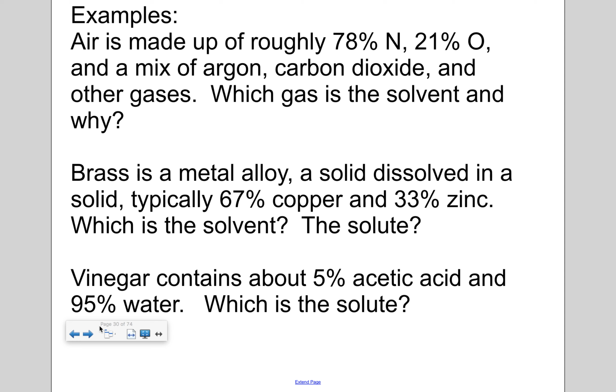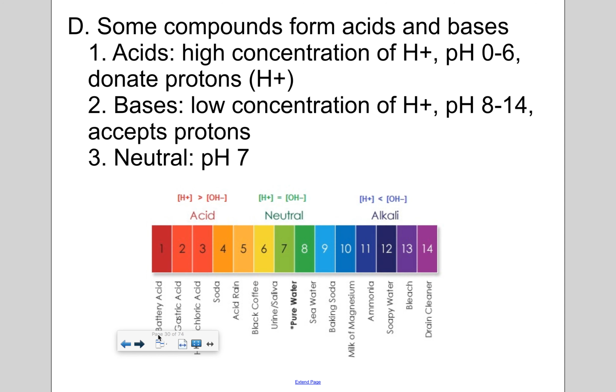Brass is a metal alloy, a solid dissolved in a solid, typically 67% copper and 33% zinc. Which is the solvent and the solute? The solvent, in this case, would be copper because there's more of it, and the solute, the thing that gets dissolved, would be the zinc. Vinegar contains 5% acetic acid and 95% water. Which is the solute? Boom, acetic acid. There's less of it. It's getting dissolved in the water. So hopefully that clarifies some things.